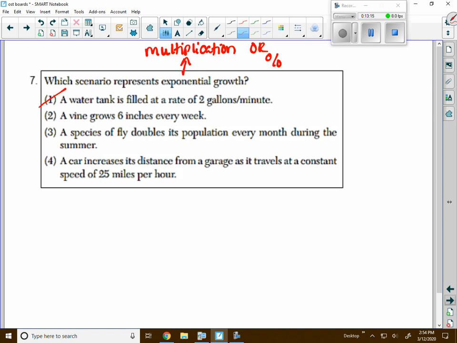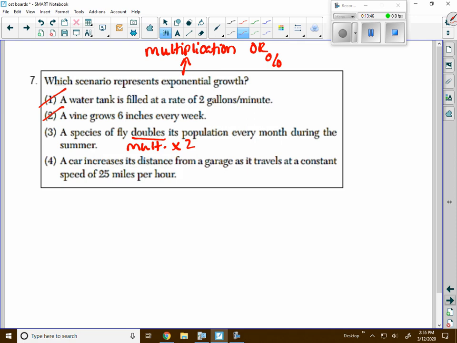Number 2, a vine grows 6 inches every week. So you have to think about, are you multiplying by 6 or are you adding 6 inches every single week? And when a flower grows or a vine grows, we're adding 6. Number 3, a species of fly doubles its population every month during the summer. That looks pretty good for the sole fact of the word doubles. That implies that we are multiplying by 2. So we're gonna hang on to number 3 for a second.